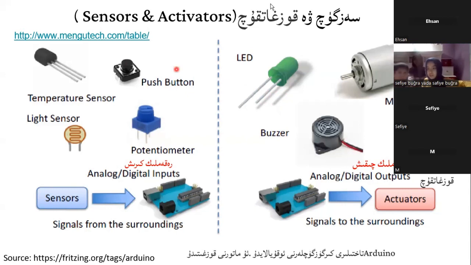So in this class, we're learning about sensors and activators. A sensor is something that collects signal from the environment and sends it to the Arduino, like a button. If you click a button, it sends the signal "I'm pressed" to the Arduino. And an activator is something that receives a signal from the Arduino, like this LED, which, when it receives a signal, turns on.